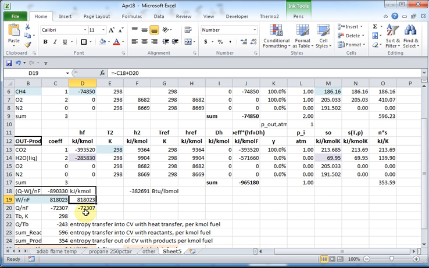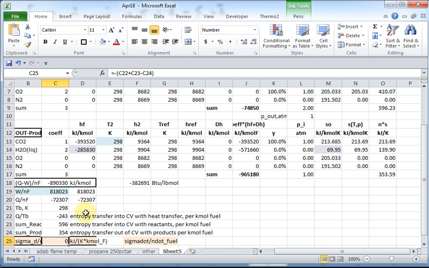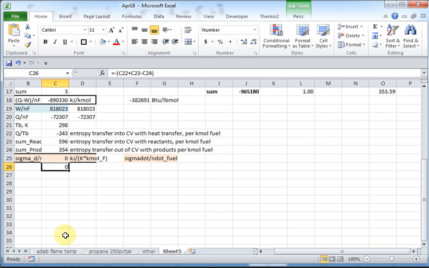So it's 818,023. All right. Now, what I had done earlier, though, was I had used a different technique, and I had calculated down here the term in the second law, Q dot over TB. So it's entropy transfer into the control volume with heat transfer for kilomole of fuel. You can see I explain it right there. The sum of the reactants right there. This is the sum of the products right there, just bringing it down. See that?